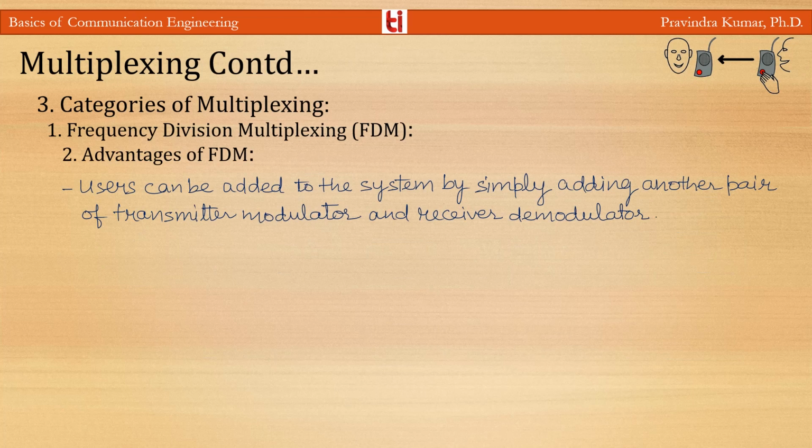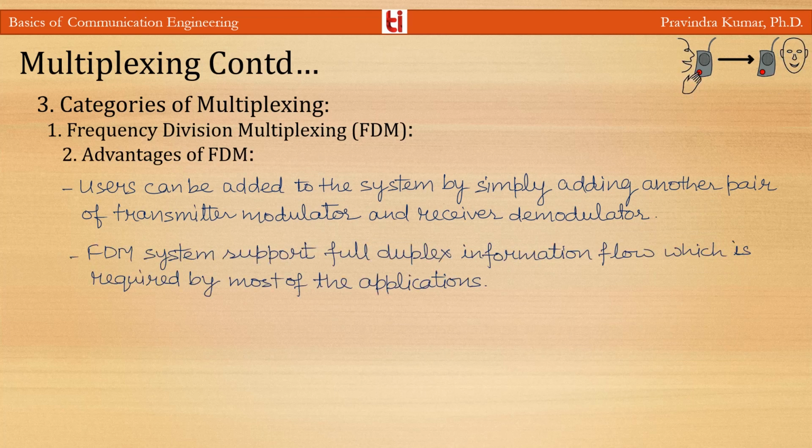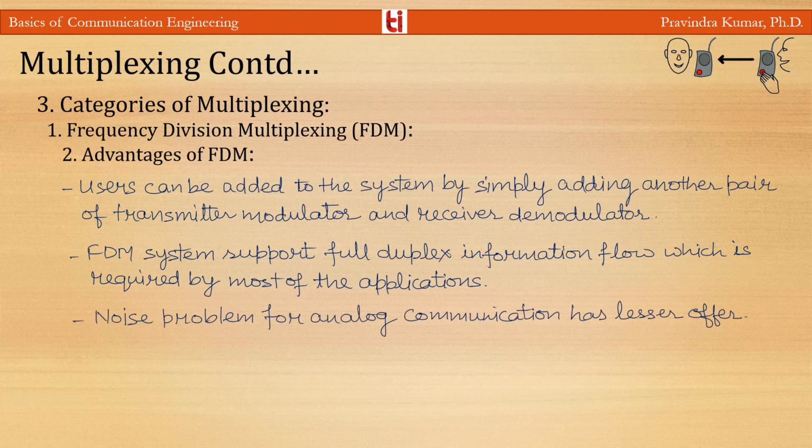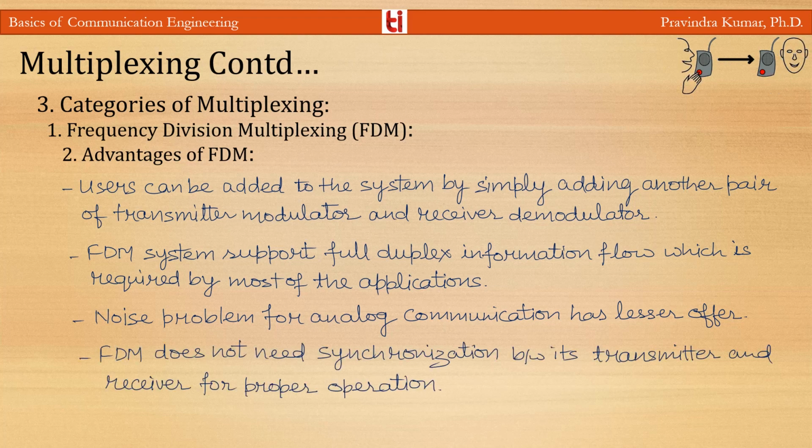Now, advantages of FDM. In an FDM system, users can be added simply by adding another pair of a transmitter, modulator and a receiver, demodulator. The FDM system supports full duplex information flow, which is required by most applications. The noise problem for analog communication is lesser. Also, FDM does not need synchronization between its transmitter and receiver for proper operation.